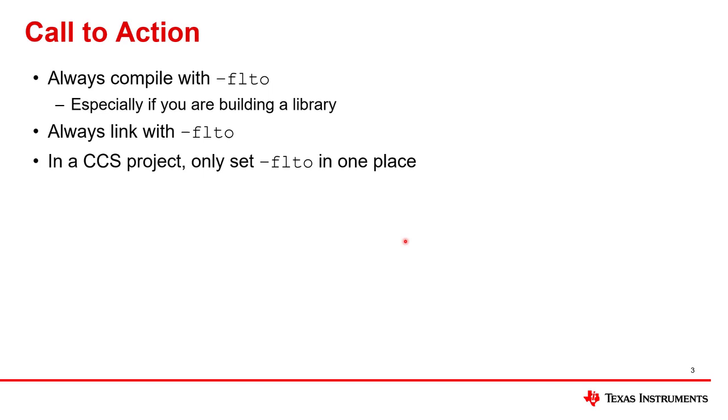What's the call to action here? What is it we'd like you to do? Well, we'd like you to always compile with the option -flto to enable link time optimization. This is true especially if you are building a library. Also, always link with the same option, okay? For those of you who use CCS, even though this is a compiler and a linker option, you set -flto only in one place.